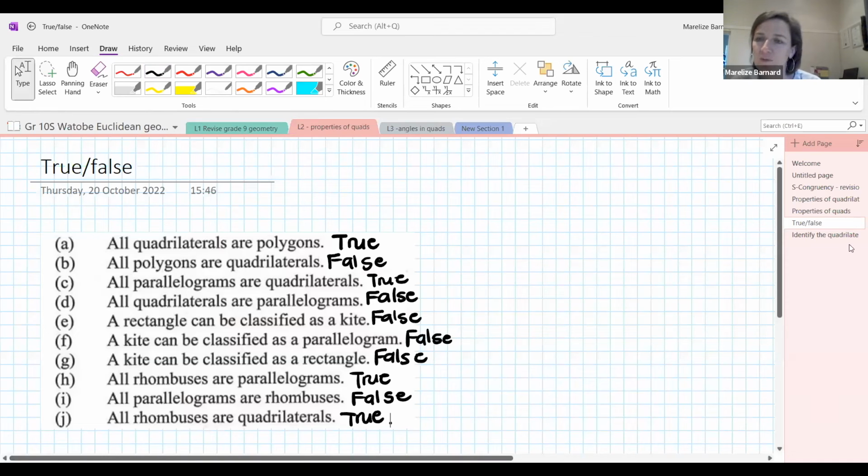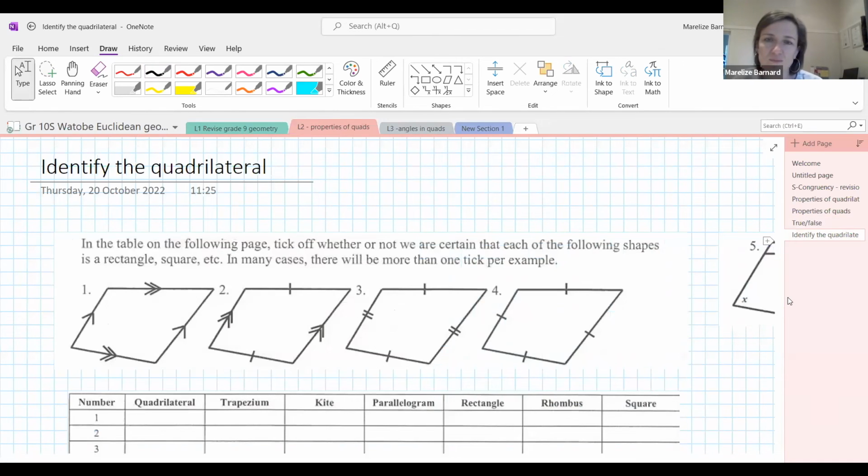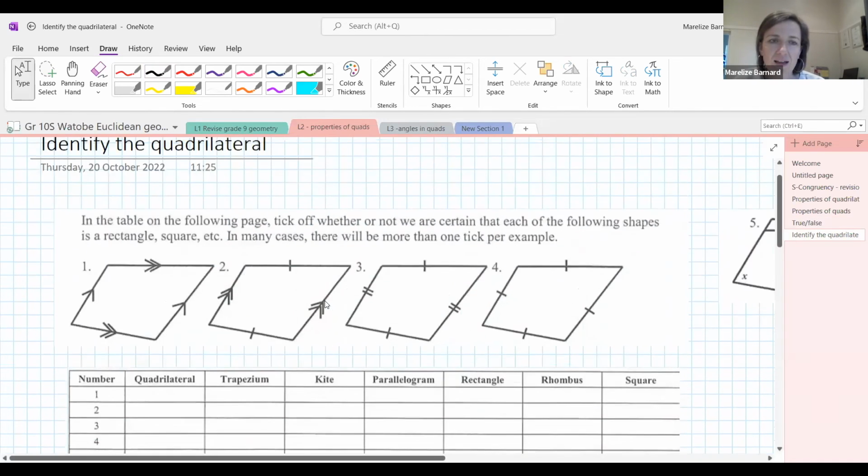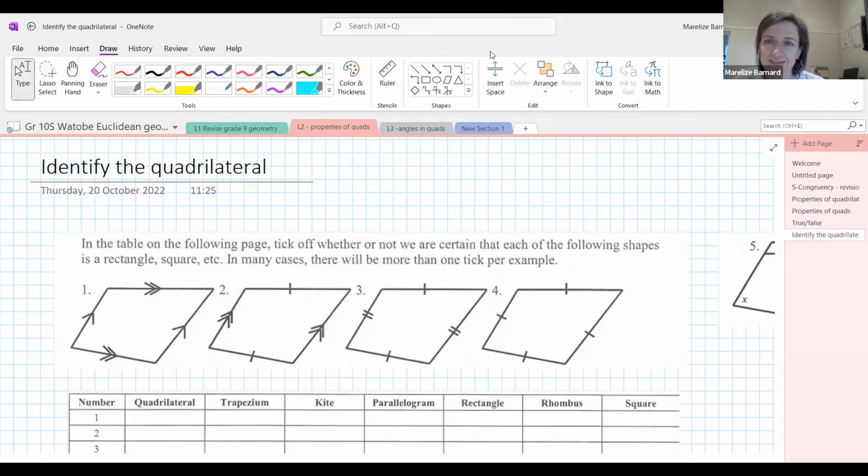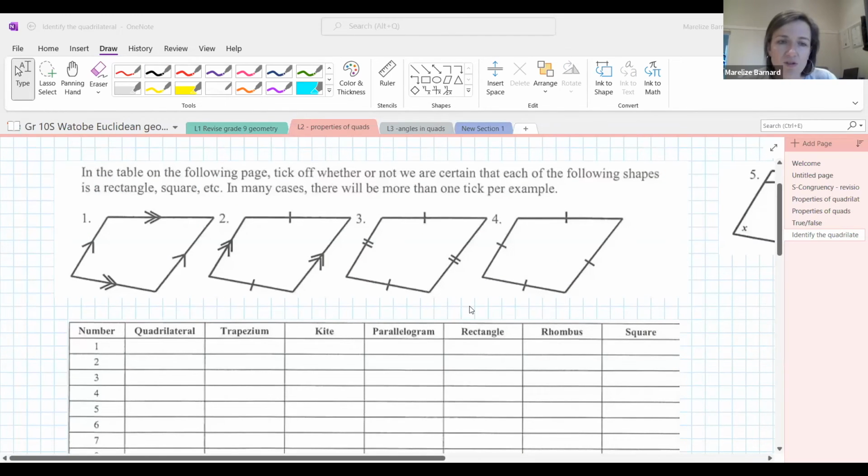Okay, well done. We've got one more little exercise to do. This is going to make you think, I hope. We've got a table with these shapes, and we have to say whether they are quadrilateral, trapezium, kite, parallelogram, rectangle. We're going to tick all the ones that apply. I'm going to do the first one with you to help you.